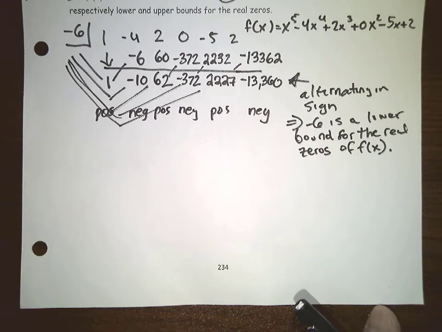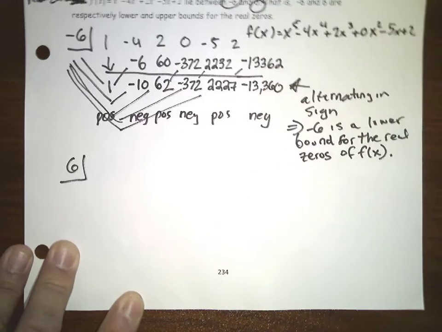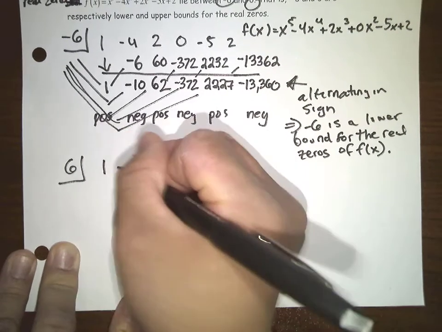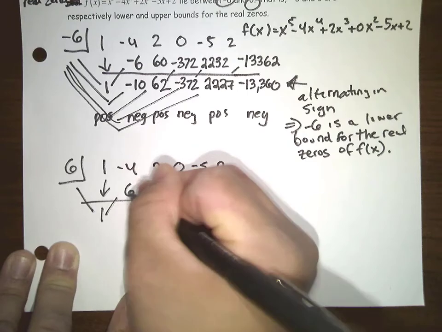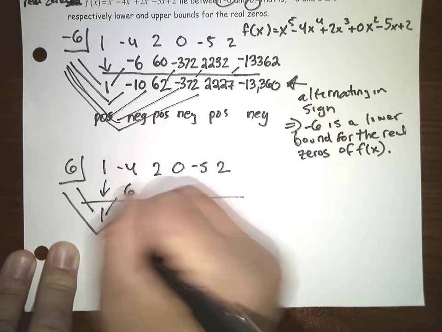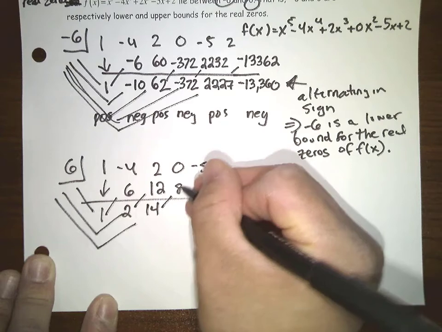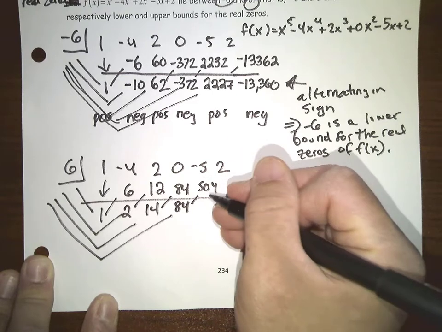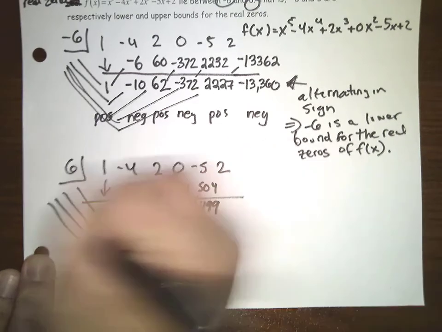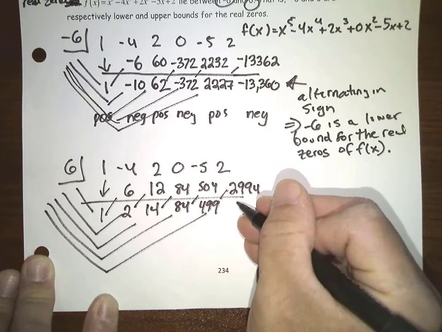All right, so hopefully that all makes a little bit of sense here. So now we have the 6 here, and we'll do the same thing for the 6 to see if 6 is the upper bound. So 6, and then 1, -4, 2, 0, -5, 2. We'll bring down the 1. So 6 times 1, 6. -4 plus 6 is 2. 6 times 2, 12. 2 plus 12, 14. 6 times 14 is 84. 0 plus 84, 84. 6 times 84 is 504. So -5 plus 504 is 499. And then 6 times 499 is 2,994.